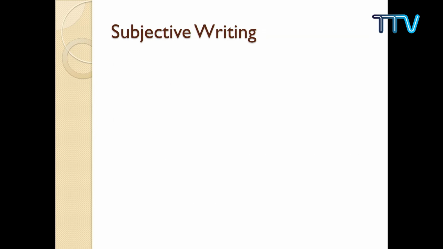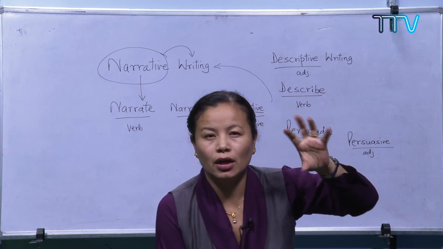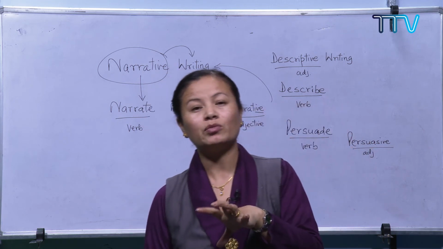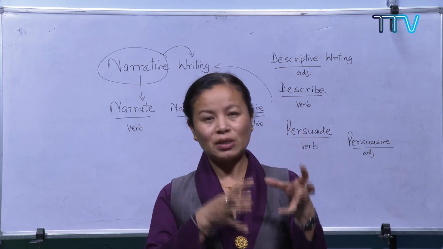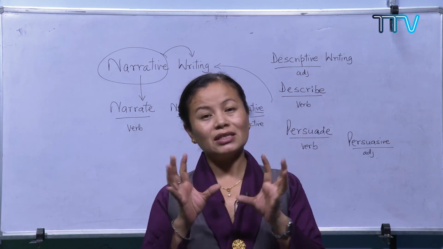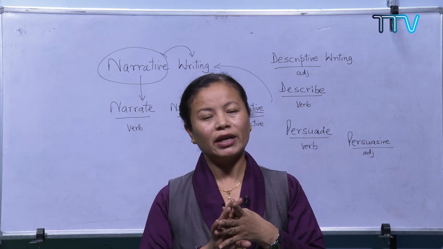Next is subjective writing. Again, you need to break this word down: subject. So you know about subject. If you look at a sentence, you are aware of subject and object, isn't it? So just think of the subject here. Now you can easily find out that this is something more towards the subject rather than the object. The focus is more on the subject and not the object. So this type of writing is subjective writing.